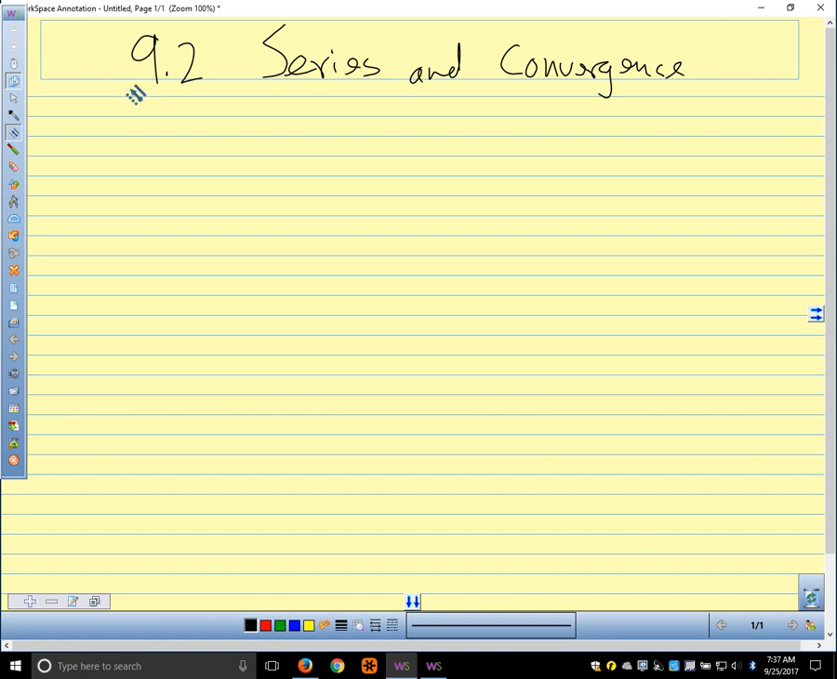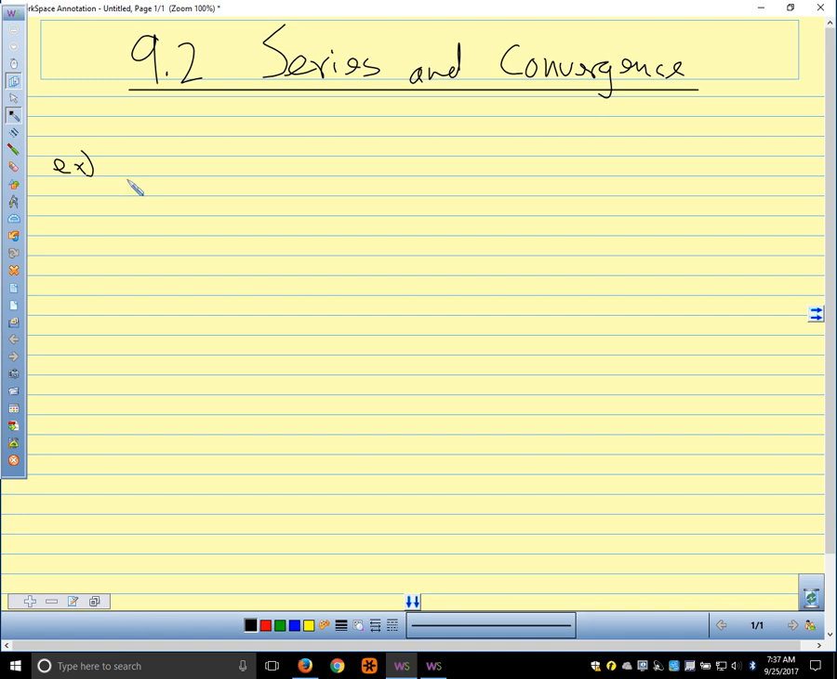We're going to talk today about a couple of tests for convergence of series. We don't always want to have to look at the sequence of partial sums to decide if a series converges, so we're going to develop some other tools. But first, I want to do an example.